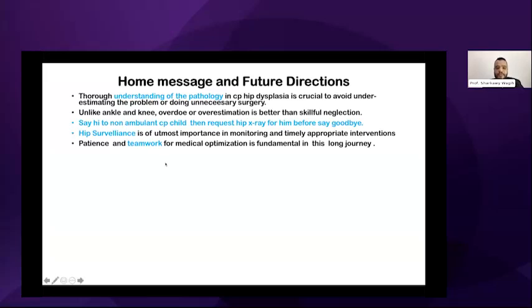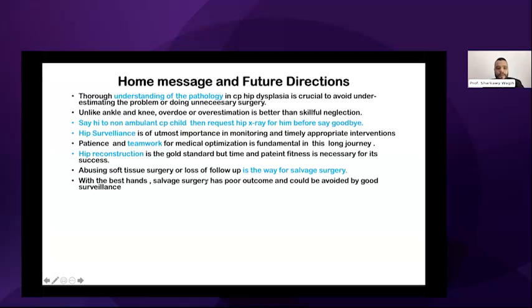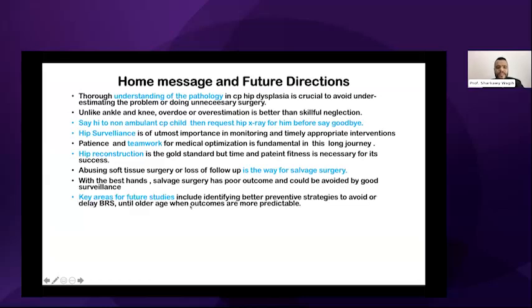Hip surveillance is the most important for monitoring and timely appropriate intervention. Patience and teamwork for medical optimization are fundamental. Hip reconstruction is the gold standard method for reduction of those hips. Soft tissue surgery alone is not working in those people. Even in the best hands, salvage surgery has a poor outcome and can be avoided.